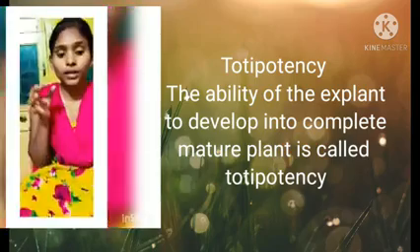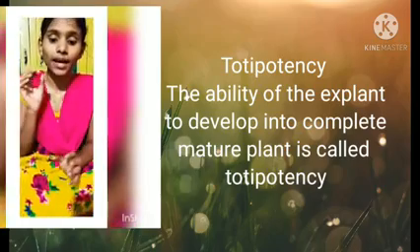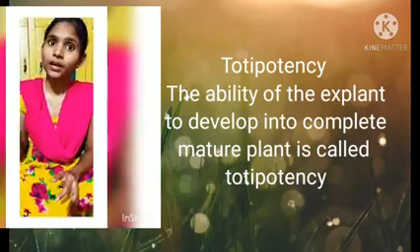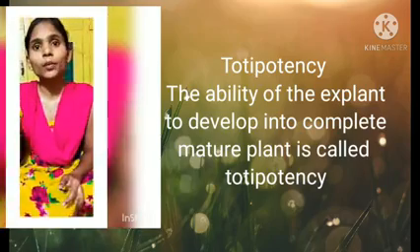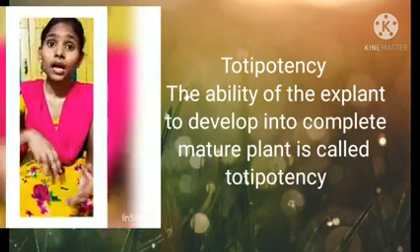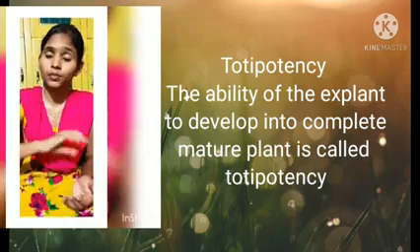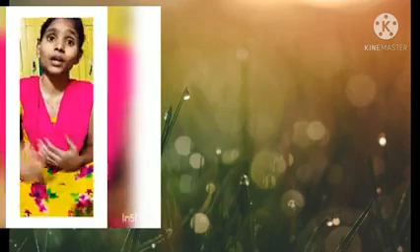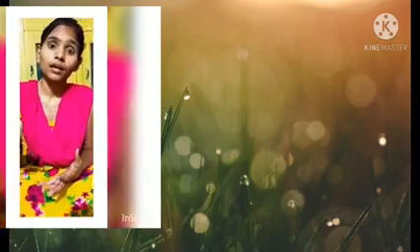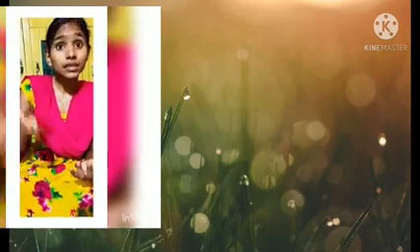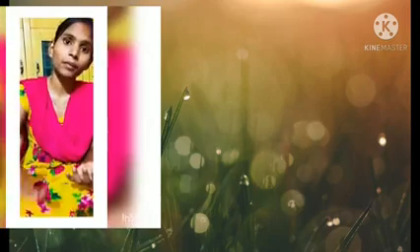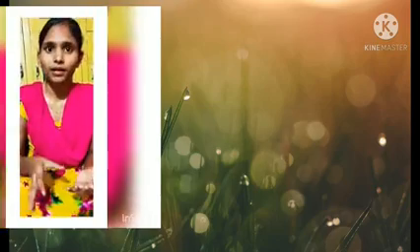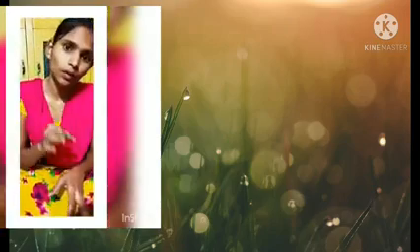Totipotency means the ability of the egg plant to develop into a complete mature plant. From the egg plant only, this process is completely formed into the callus, producing roots or developed stem. This egg plant is completely developed into the complete matured plant. It is known as totipotency.